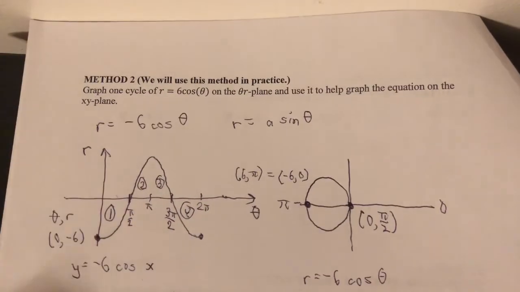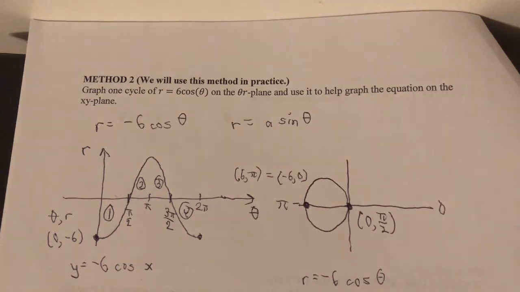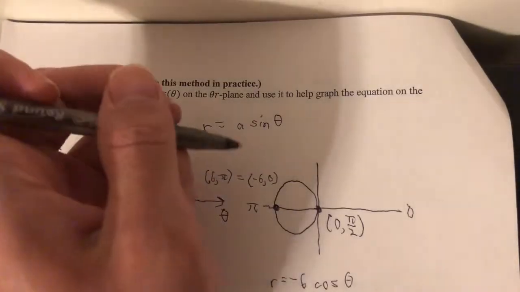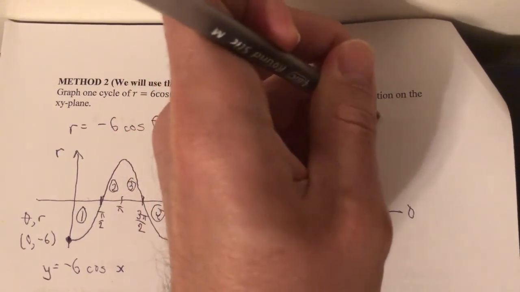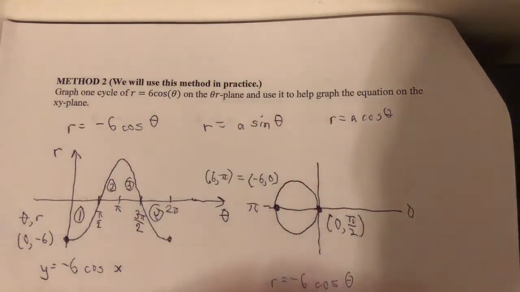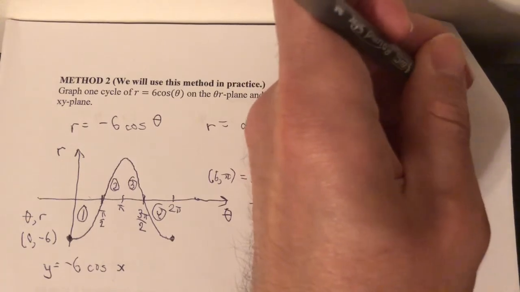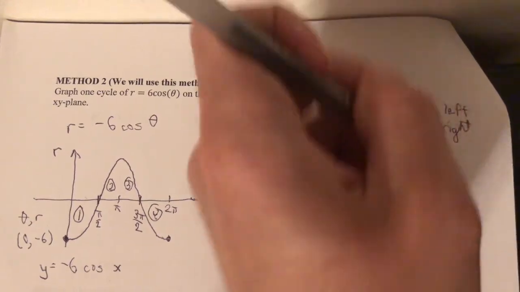So you should go back and try to use the method that we went over here to verify what the r equals a sine theta graph looks like. So if I'm looking at a cosine graph, so r equals a cosine theta, your circle will either open to the left or to the right. It opens to the left if your a is negative. It opens to the right if your a is positive.